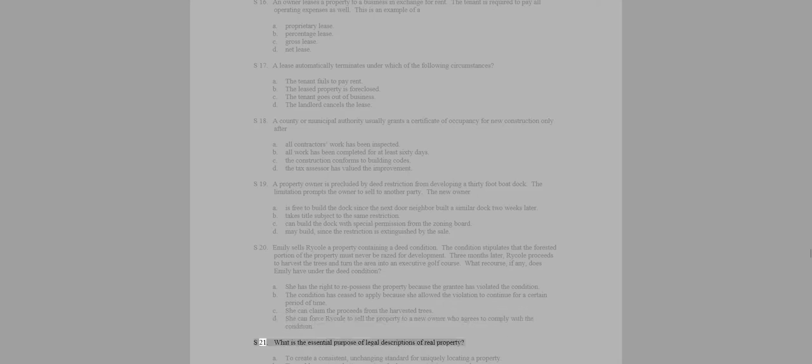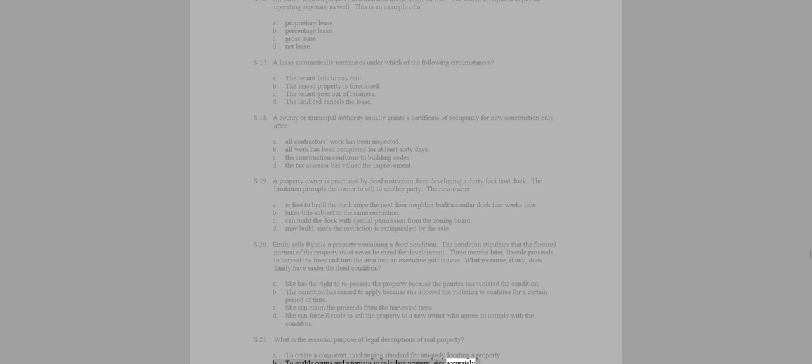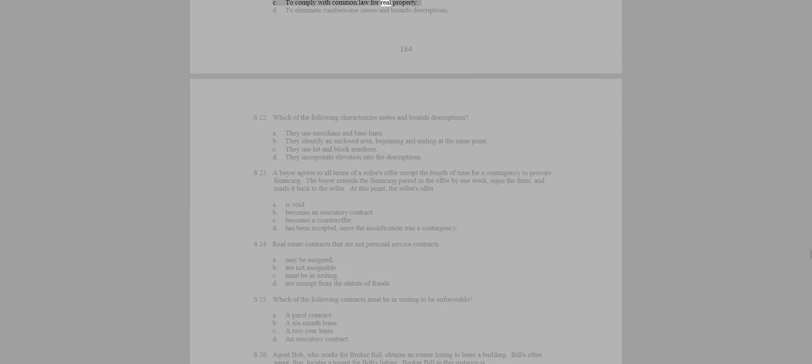S21. What is the essential purpose of legal descriptions of real property? A. To create a consistent, unchanging standard for uniquely locating a property. B. To enable courts and attorneys to calculate property size accurately. C. To comply with common law for real property. D. To eliminate cumbersome metes and bounds descriptions.